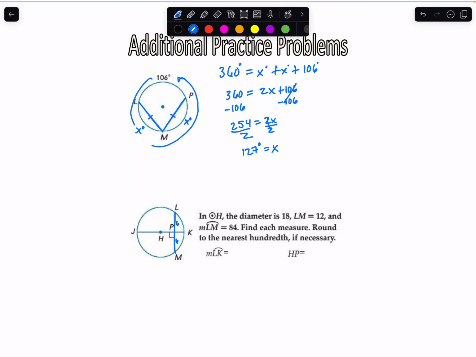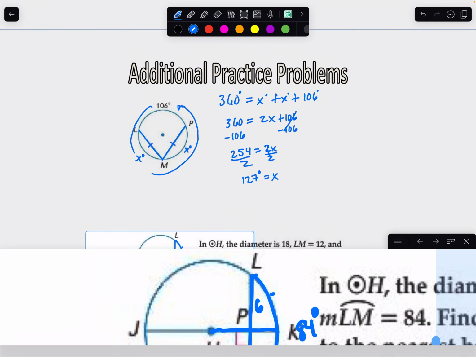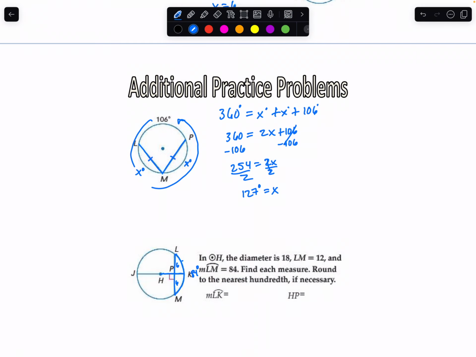Measure of arc LM, from here to here, the measure of the whole arc is 84 degrees. Now, this segment is cutting it in half, which means to find the measure of LK, which is this component right here, it's cutting it into 2 equal pieces. Right? This and this are going to be congruent. So all we have to do is take the entire degree and cut it into 2 parts. 84 divided by 2 is 42 degrees.